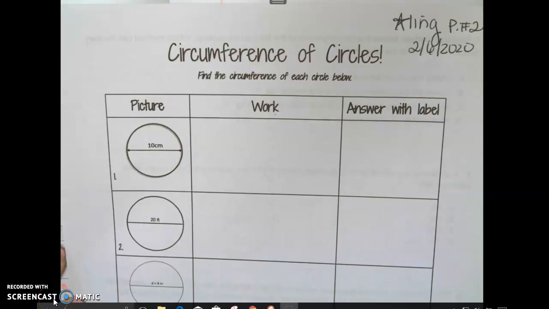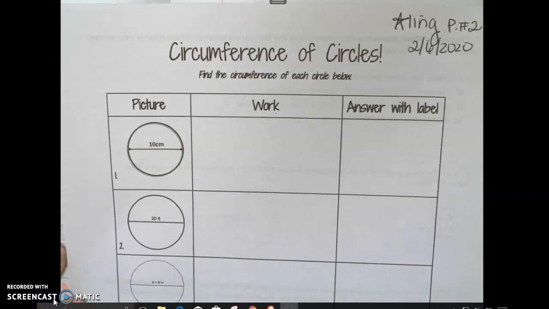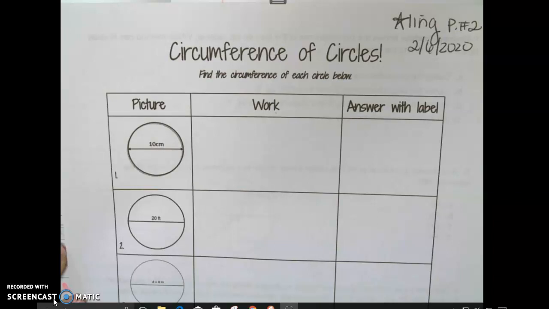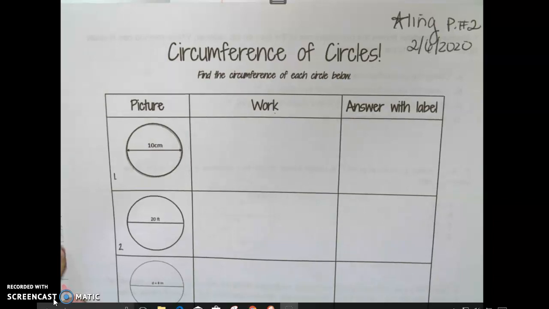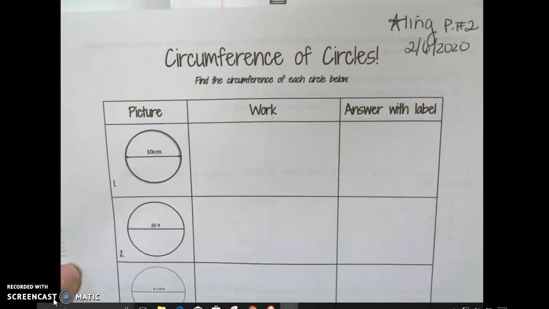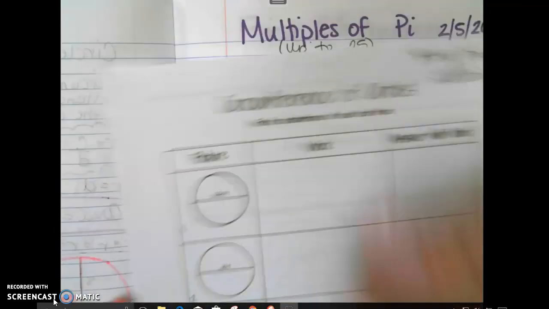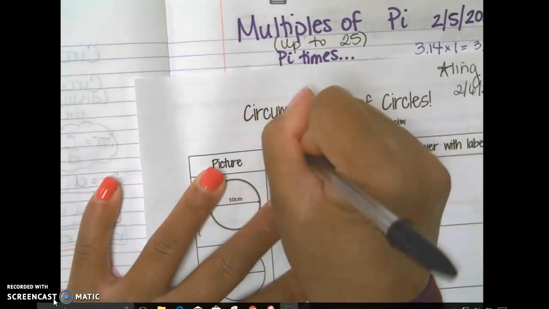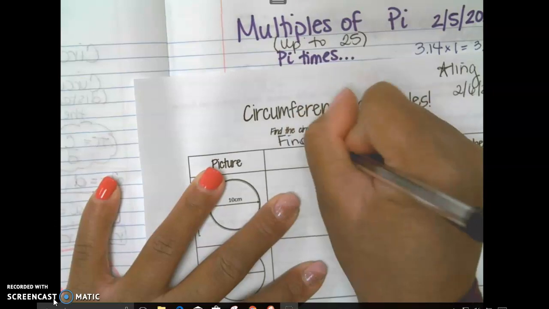Okay, on this assignment, it says circumference of circles. Find the circumference of each circle below. I am also going to have you find the area because you need practice on that as well. So, down here, find the area too.